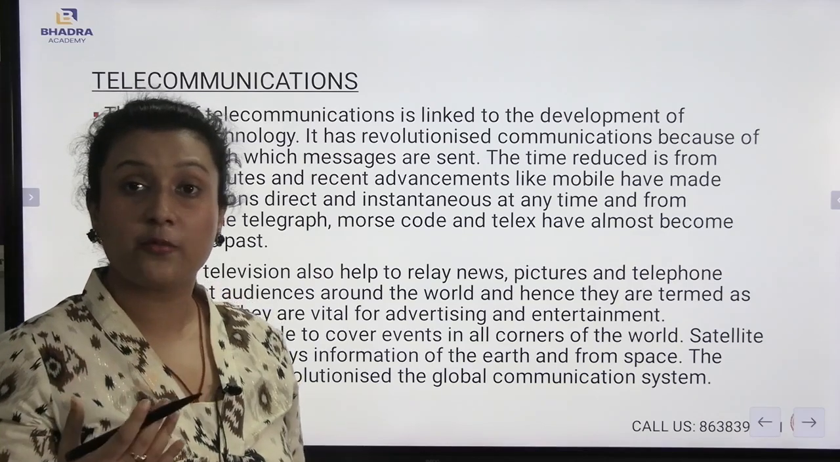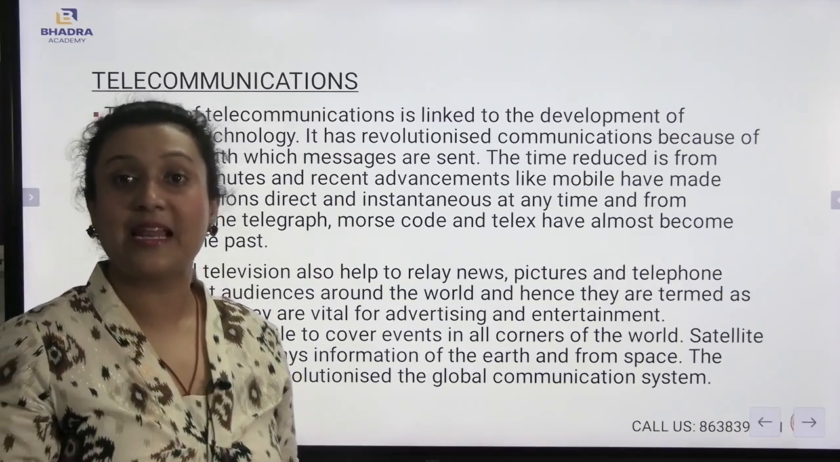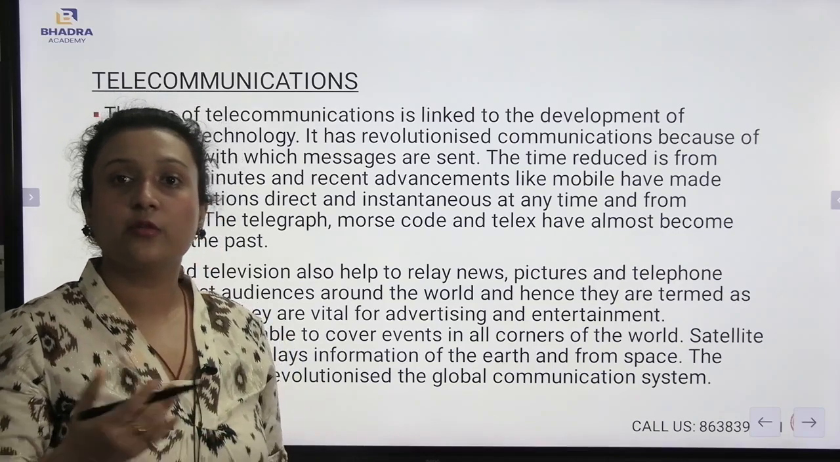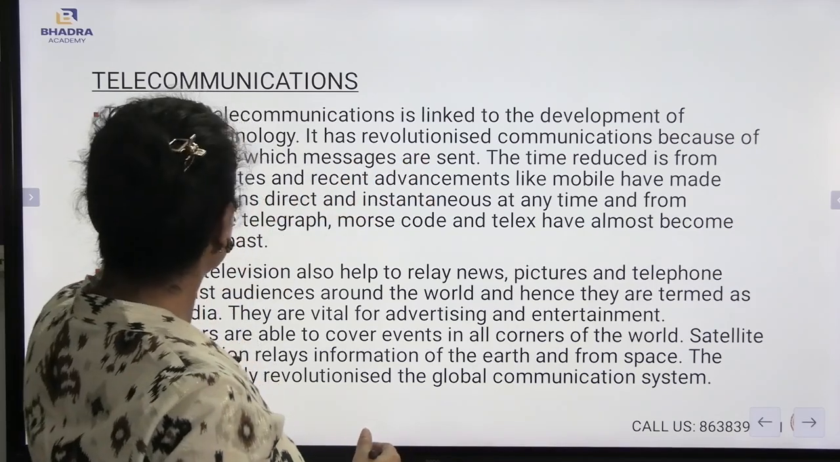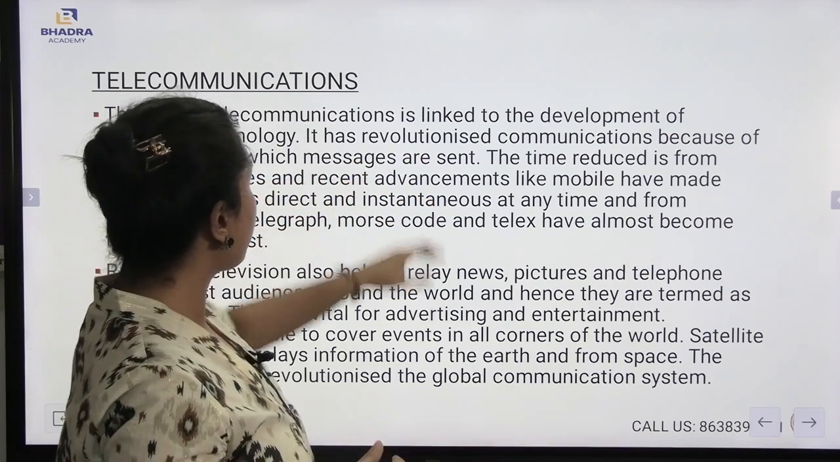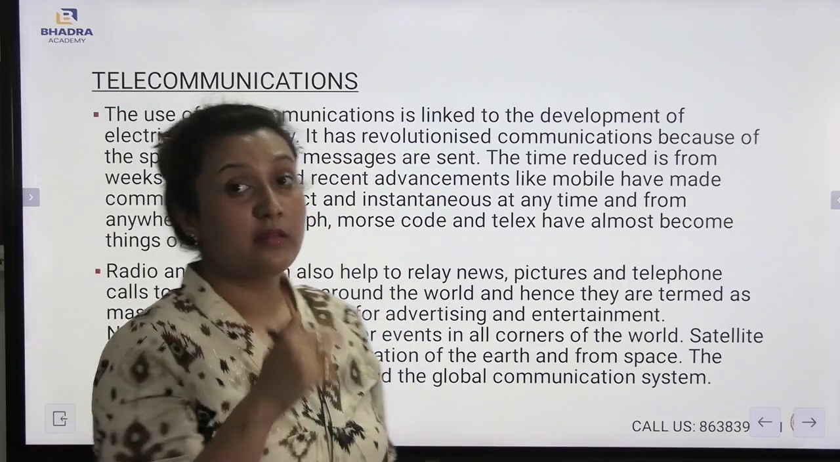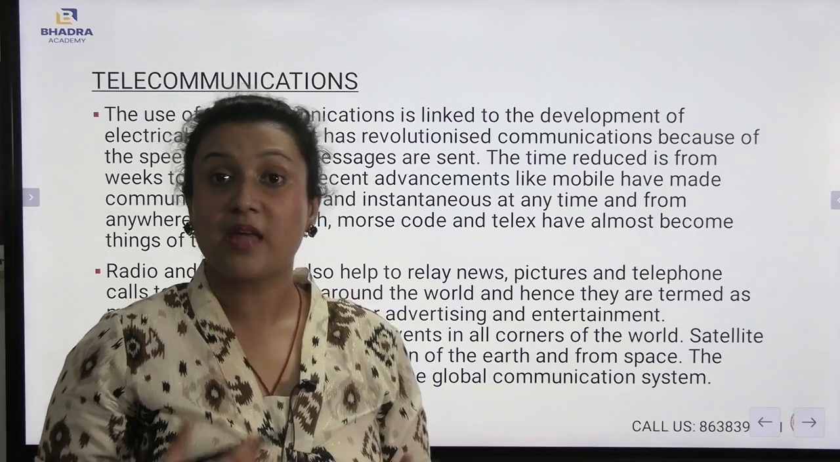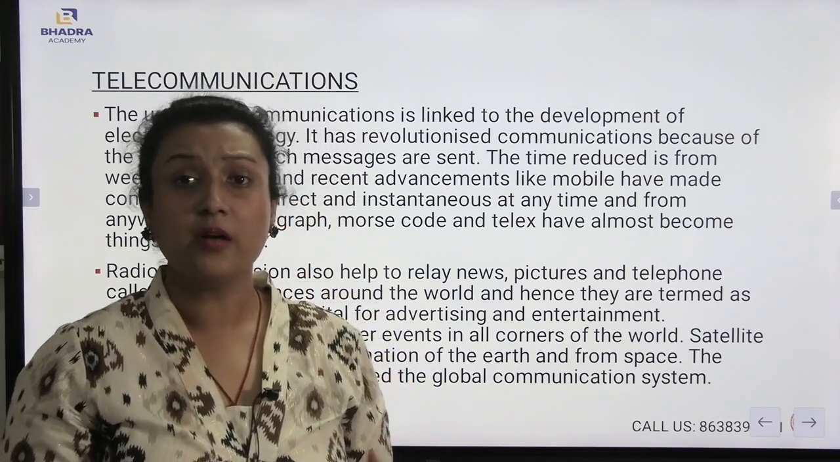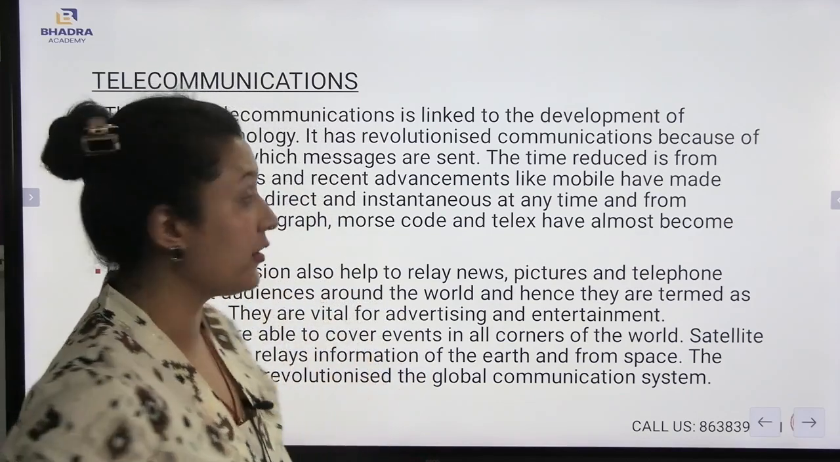The use of telecommunication is related to electrical technology first of all. It has revolutionized communication because of the speed with which messages are sent. Due to the existence of telecommunication, it has advanced communication. So as a result, the sending of information has become very efficient.